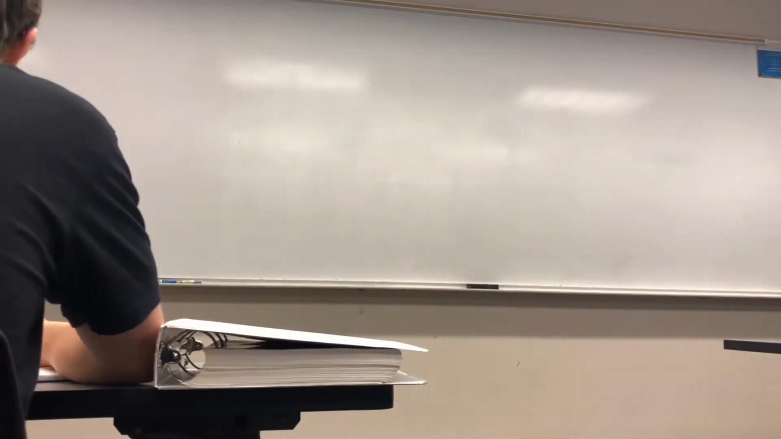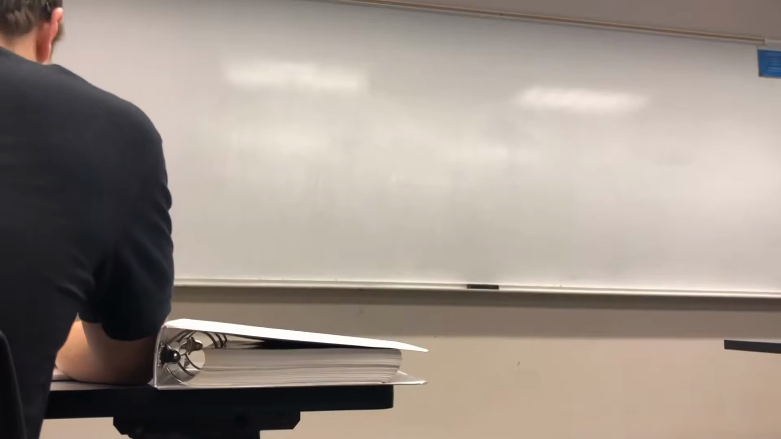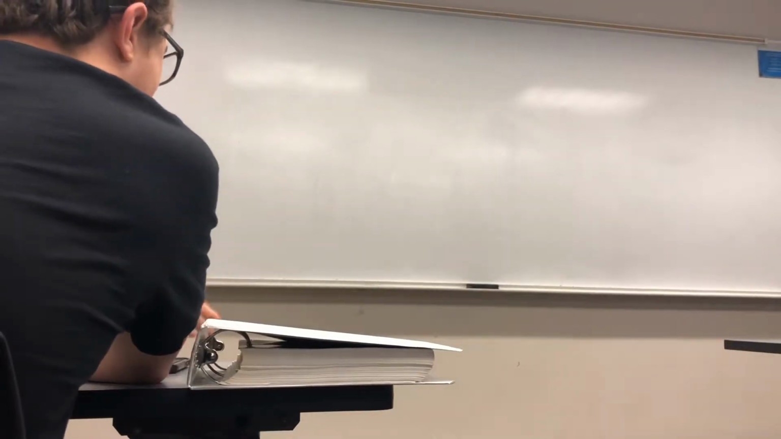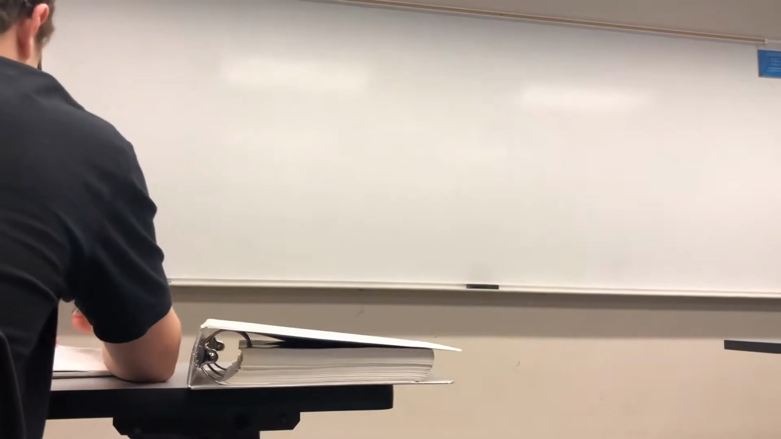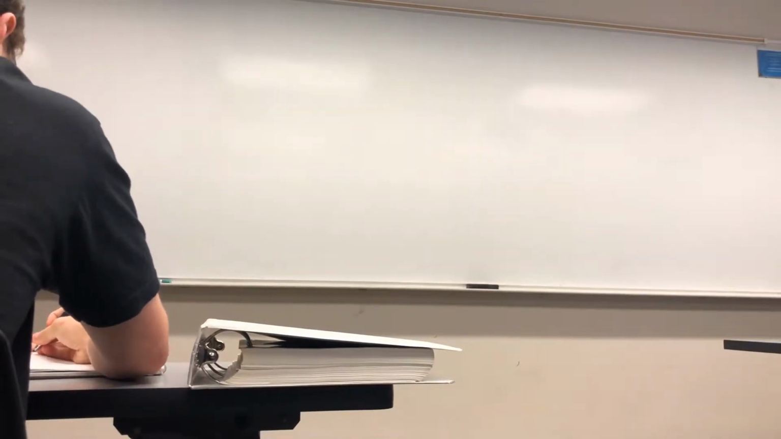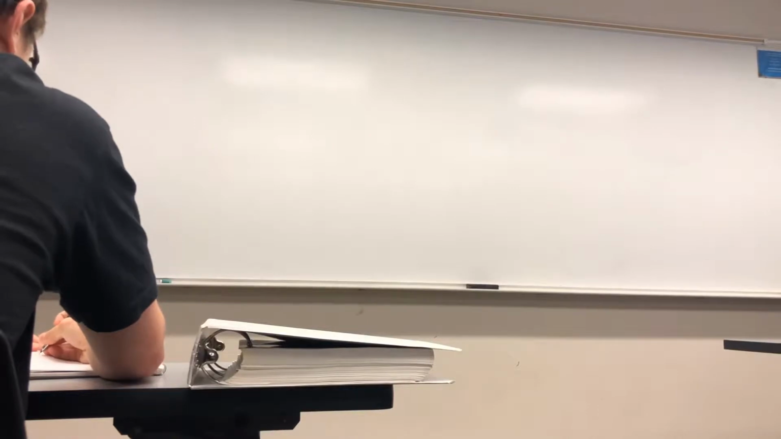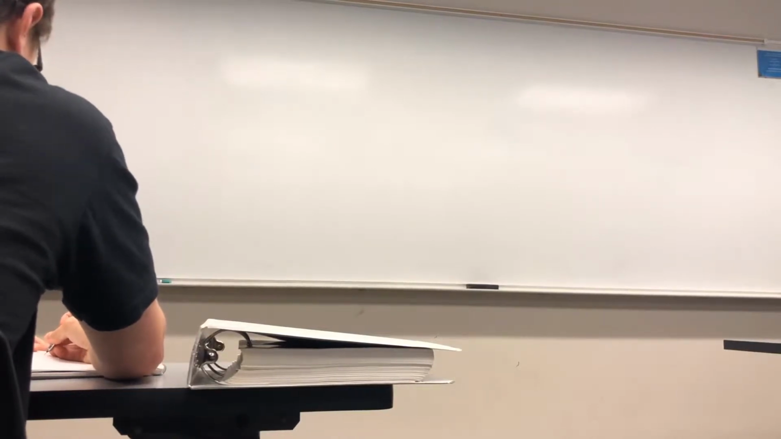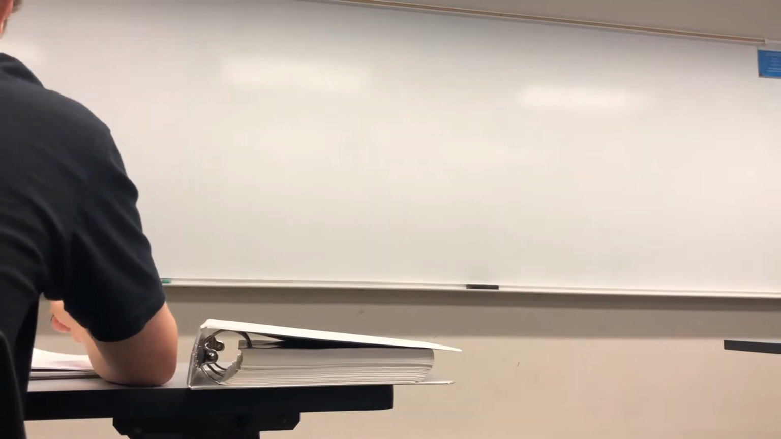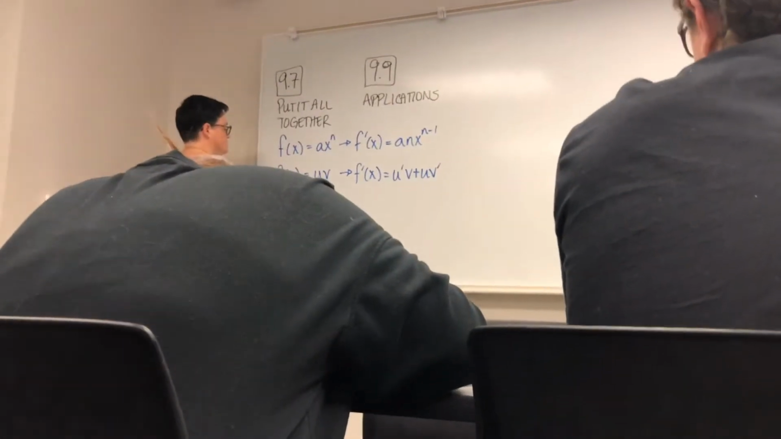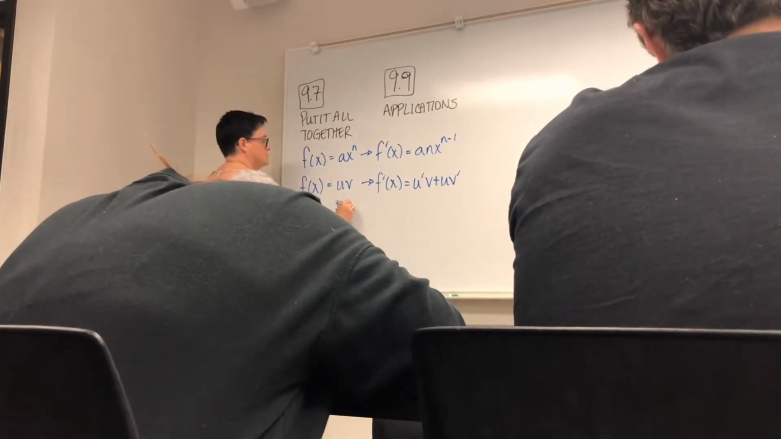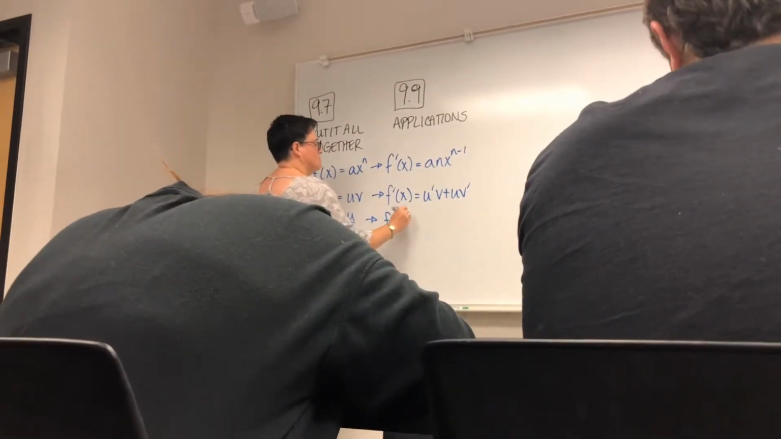So, putting it all together. Let's talk about the things we've learned so far. We've learned that a basic function x to the n becomes n x to the n minus 1, right? We've also learned that when we have a function that is a product, its derivative uses the product rule. We've also learned that when a function is a quotient, we can take the quotient rule.